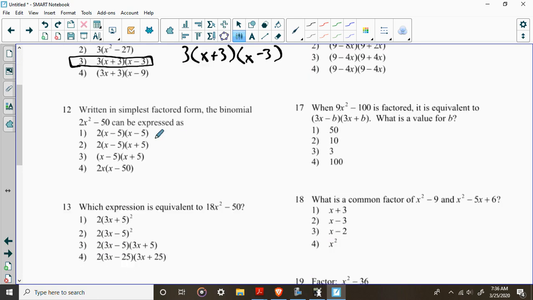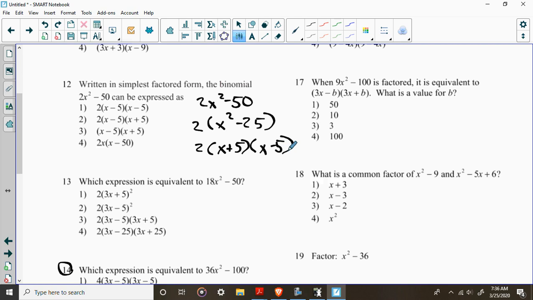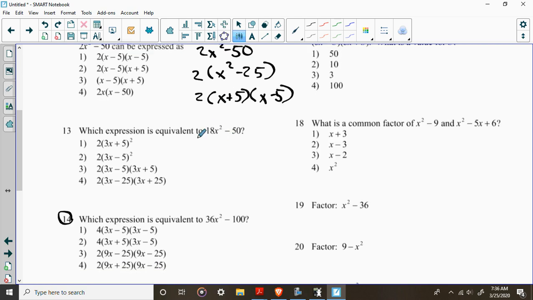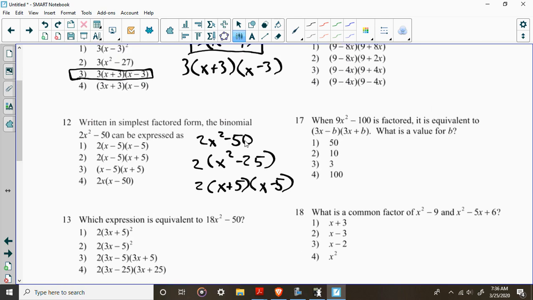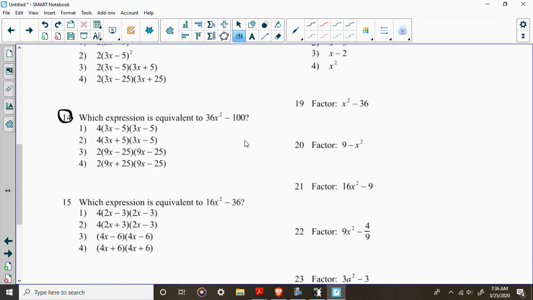Good. Written in simplest factor form, okay? Again, 2 and negative 50, not perfect squares, but they wouldn't ask you if you couldn't do it. So 2x squared minus 50, again, I'm going to divide by 2. And now all of a sudden, yes. Okay, good. So go through these, see if there's a number you could divide by. If you divide them by 2, that becomes 9 and 25. So you guys, if you're okay with that, should be able to do up to number 16. Number 17 might be a bit of a challenge.